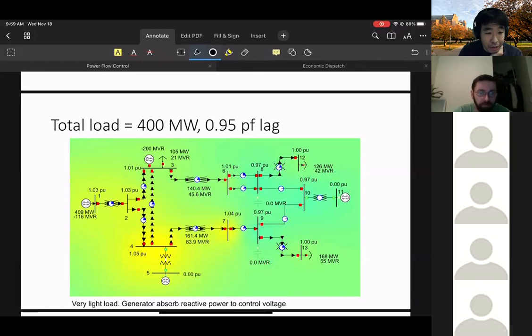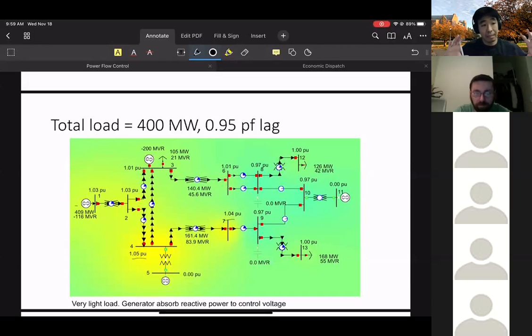What this example shows is that you have some generators, these are generators here, and there are some loads in the system. The color tells you the voltage. Green means good. Green is close to one, yellow is a little bit high voltage, and blue is lower voltage.